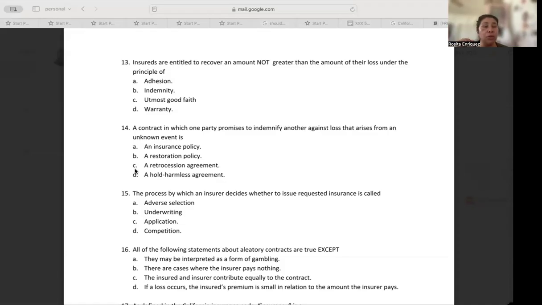Number 13, insureds. Insureds are entitled to recover an amount not greater than the amount of their loss under the principle of, here's our keyword again. In insurance, we have this word again and again, indemnity. I'm getting to like this, and I just started studying.